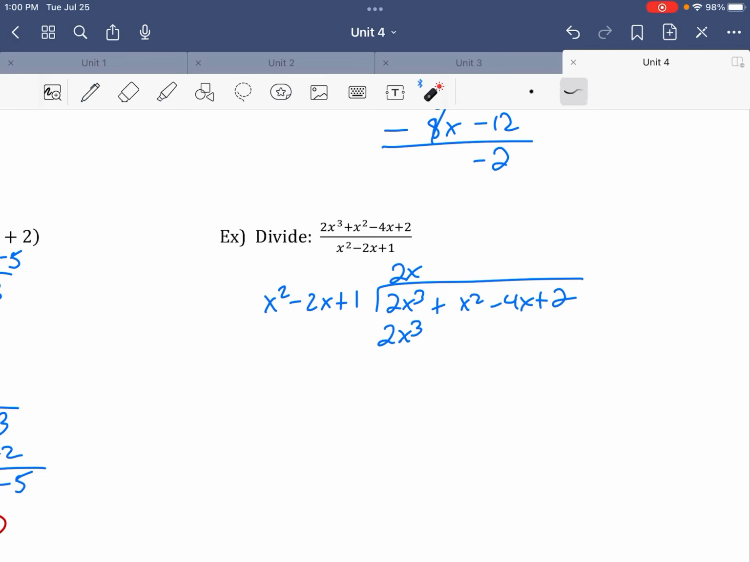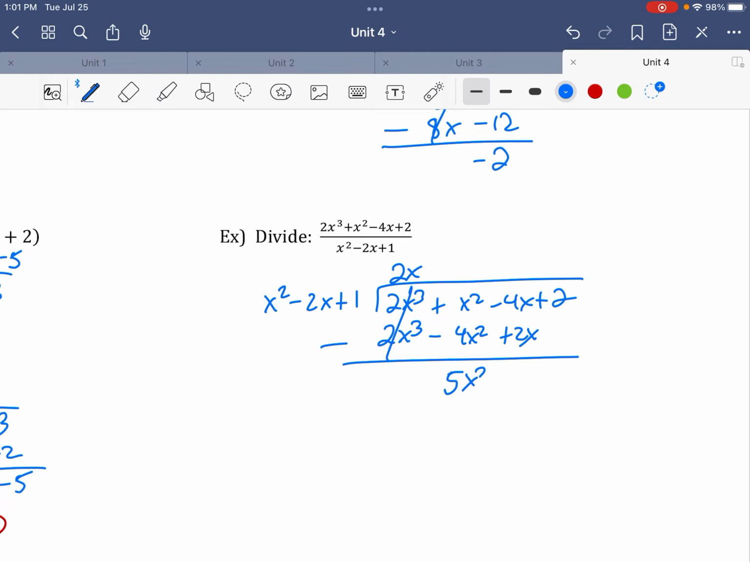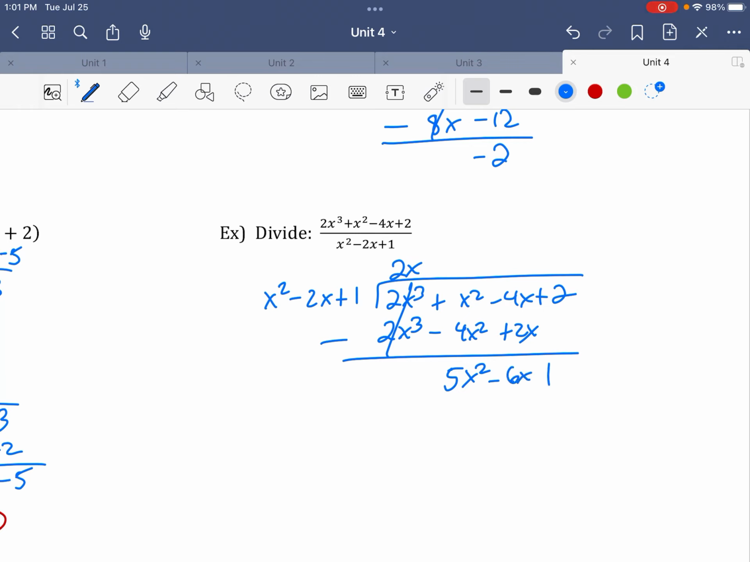And then now I have to multiply this by all three parts. Okay, so it makes minus 4x squared and then plus 2x. Draw a line, subtract, let's be careful. 1x squared minus a negative 4 turns into 5x squared. And negative 4x minus 2x turns into negative 6x. Bring down my 2.